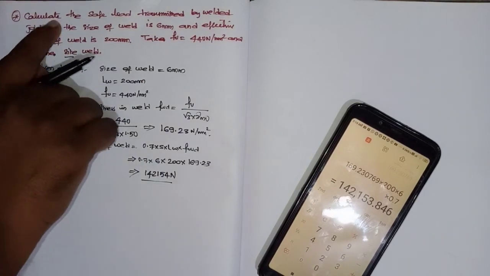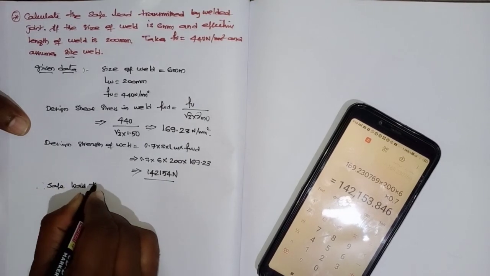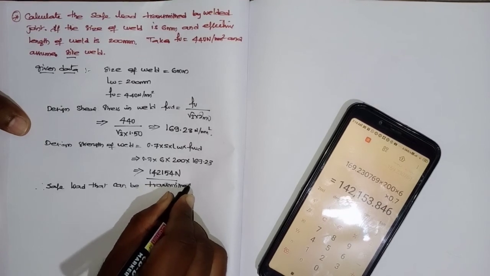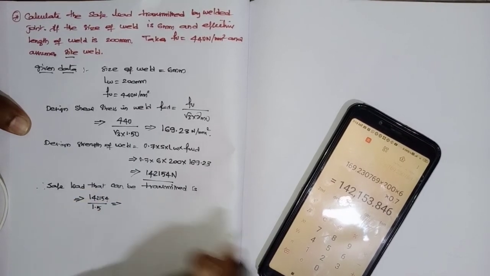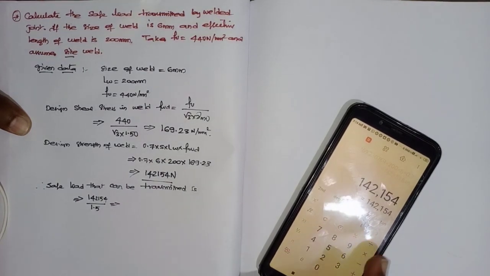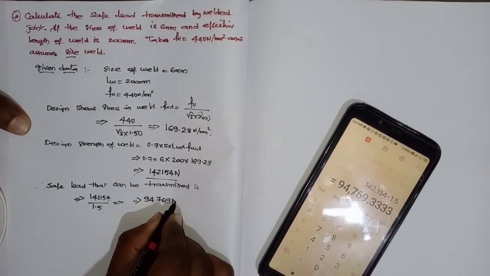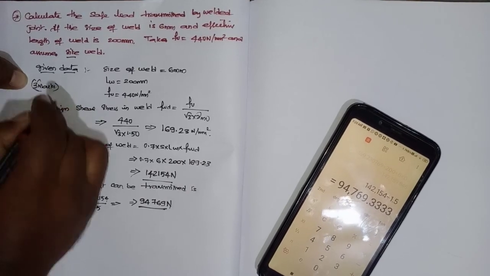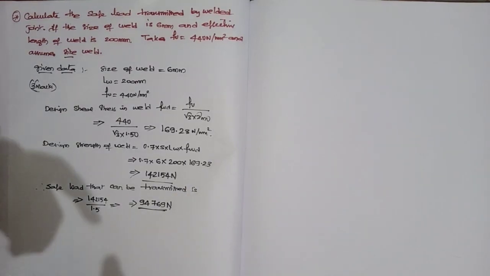Now we have to find out the safe load transmitted. Therefore, the safe load that can be transmitted is simply 142.154 divided by factor of safety 1.5, which is 94769 newtons. This is for 3 marks. And the previous two problems we discussed today are essay type questions.